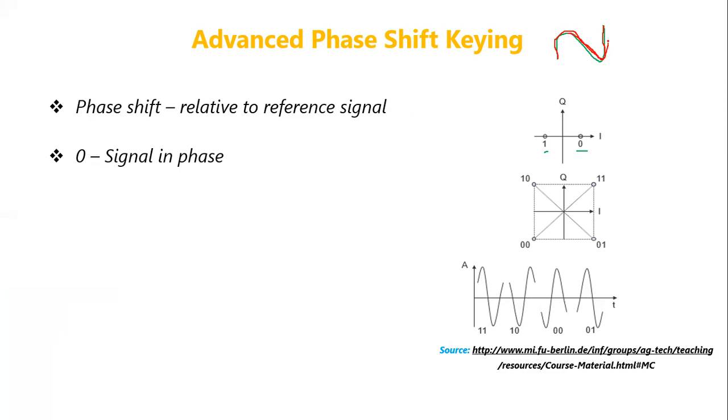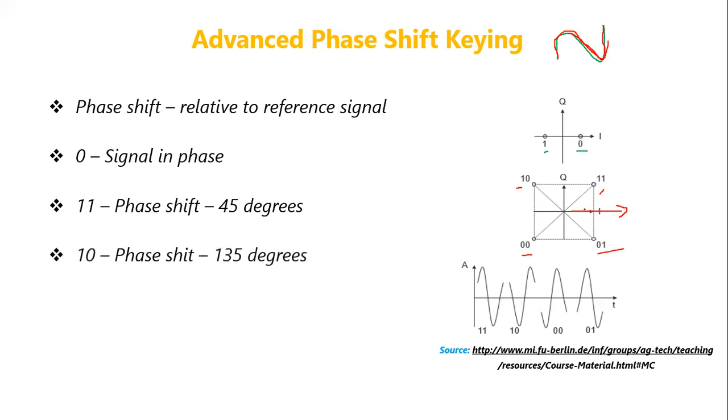And this diagram shows quadrature phase shift keying. Here you can see there are four possible shifts: 00, 01, 11, and 10. This is basically the x-axis, and this represents the in-phase shift, which is represented as 0. From 0 to 11 you can see the angle is 45 degrees.